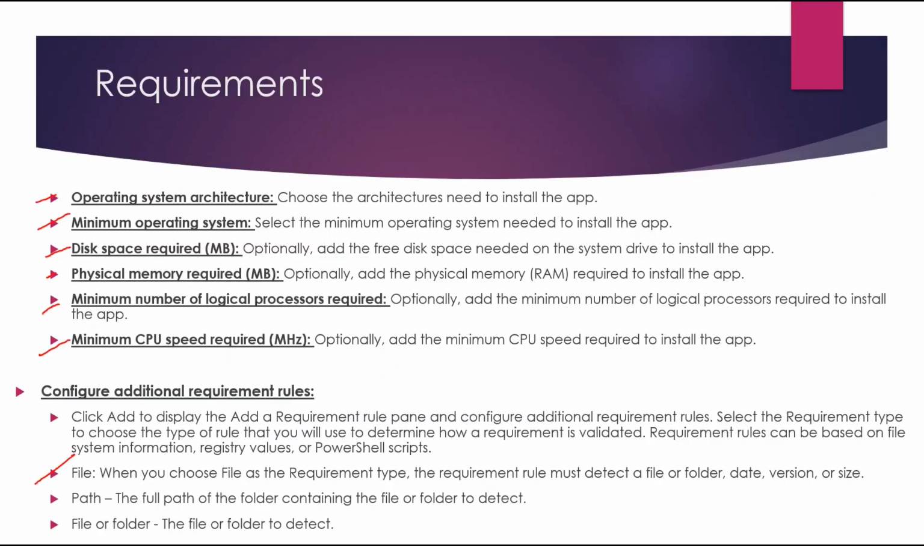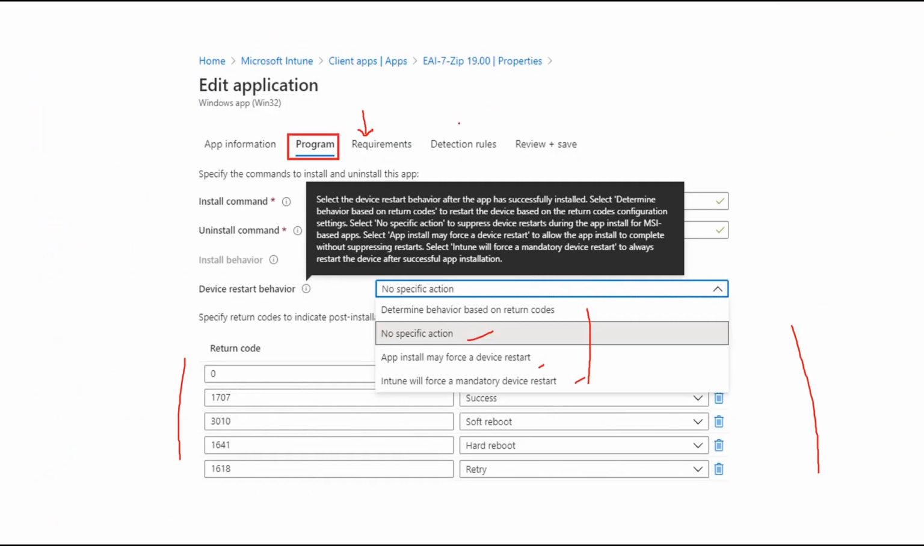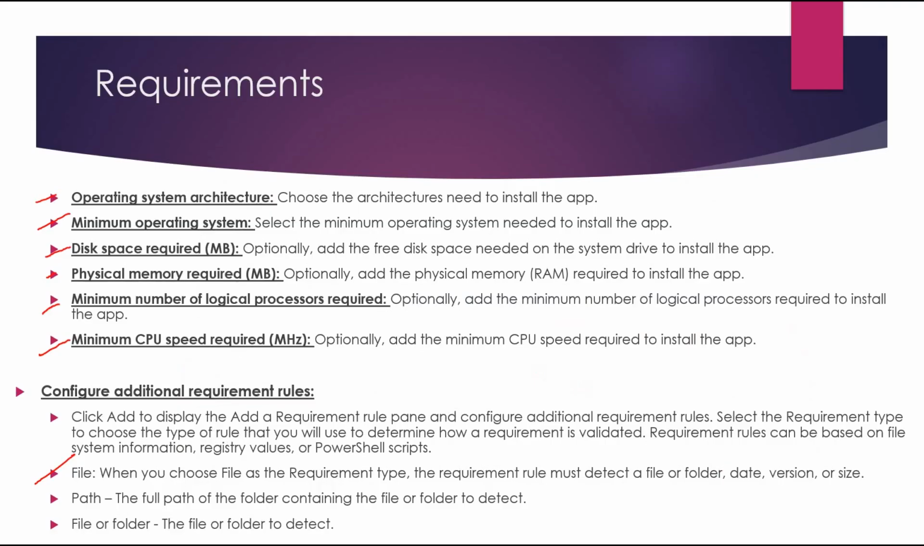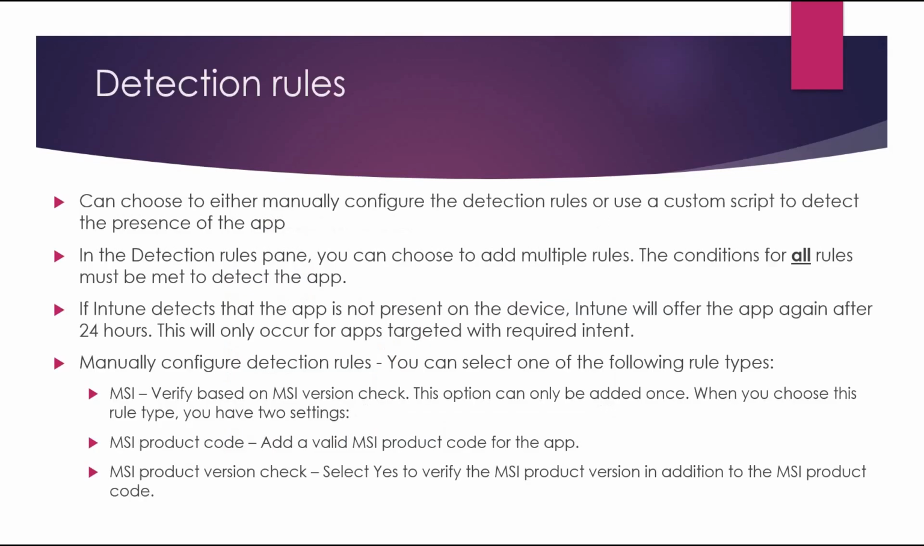And then the next thing that you see over here is the detection rules. So a detection rule, as the name suggests, is how the Intune Management Extension will know whether the app is installed already or not. If it is not already installed, then it will install it, and then again it will evaluate that detection rule and see whether the installation was done successfully or not.